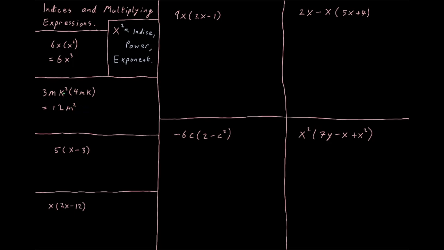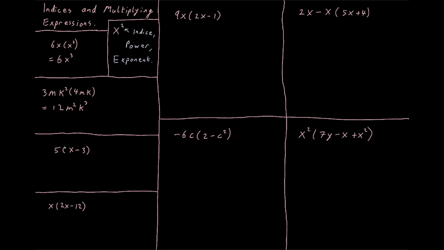And I have k to the power of 2 multiplied by k. So this means k multiplied by k, and then I've multiplied by another k, so I have 3 k's multiplied together in total. So that's how that would multiply out.